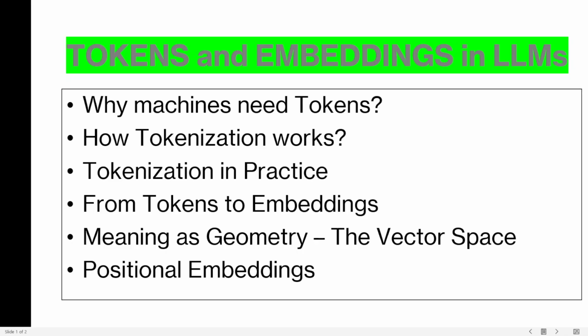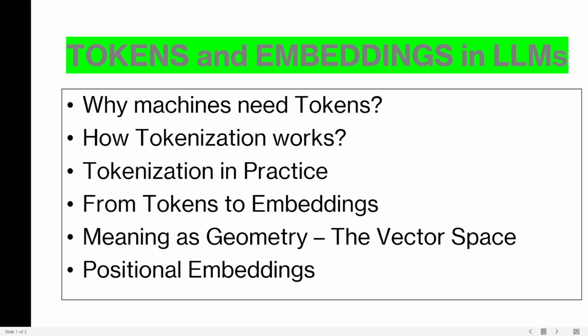Step 2, token embedding lookup. Each token ID is used to look up its embedding vector in the embedding matrix. Now each token is a rich vector capturing its meaning. Step 3, add positional information. Positional embeddings are combined with the token embeddings. So each vector now encodes both meaning and position.